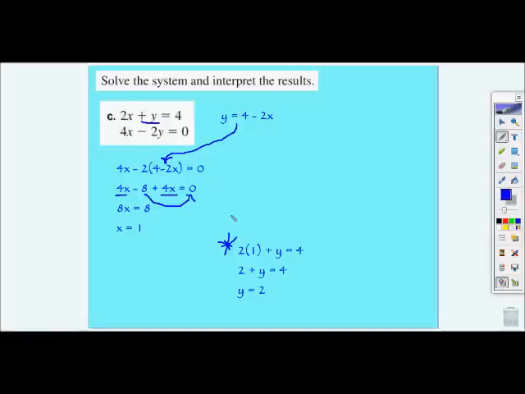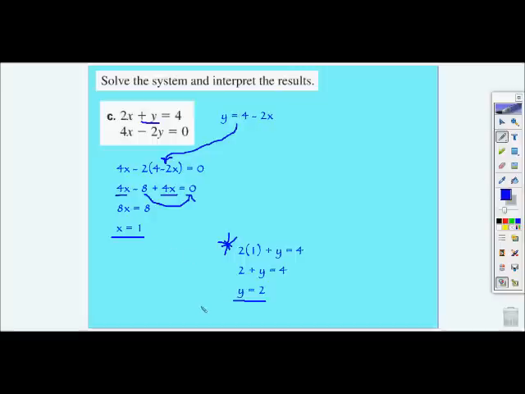I chose equation 1 because of the positive or adding operation. So 2 times 1 is 2. 2 plus y would equal 4. This is actual mental math as well. 2 plus what number would equal 4? y equals 2.